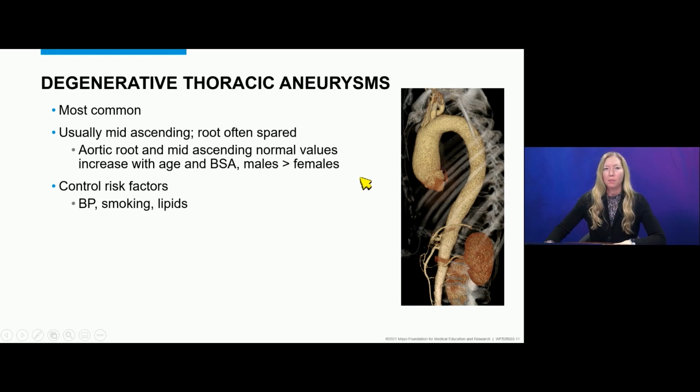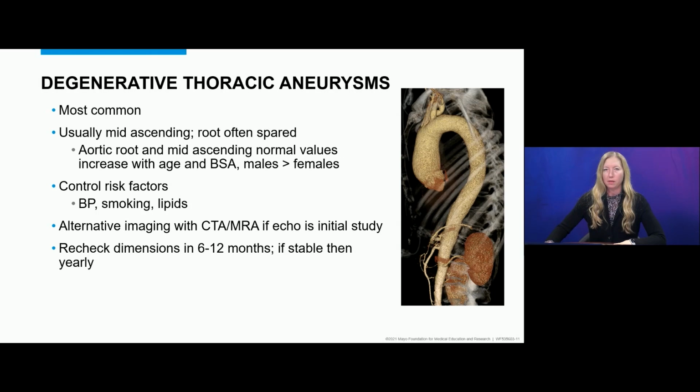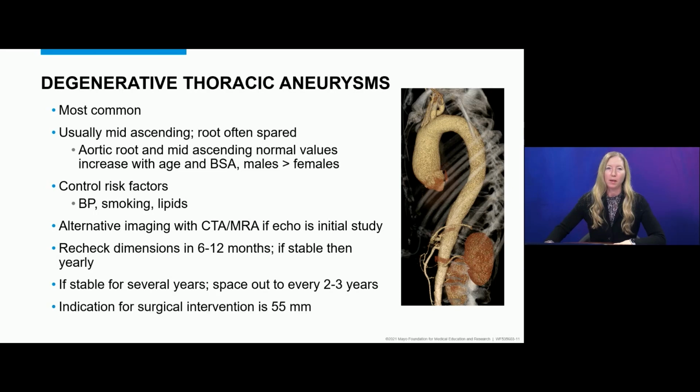For all of these patients, we want to be very aggressive with controlling our risk factors, things like hypertension management and smoking cessation. And then if the patient is first diagnosed with an echo, we'll often do either a CT or an MRA to confirm the diameter and make sure that we're not missing any parts of the aorta that we don't see well with echocardiography. We usually recheck the dimensions within 6 to 12 months. If it's stable, then you can go to yearly. And once a patient's had a stable diameter for a couple of years, you can space out the imaging and make it even less frequent, especially in the older patients. And as I mentioned, the indication for surgery in these patients is a size of 55 millimeters.